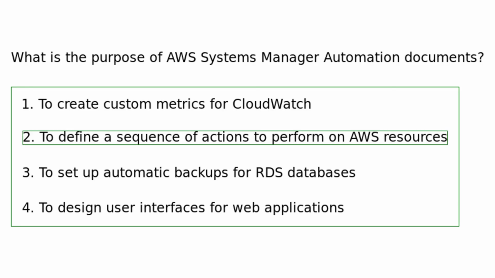AWS Systems Manager automation documents allow users to define a sequence of actions to be performed on AWS resources, facilitating the automation of routine tasks or complex workflows.